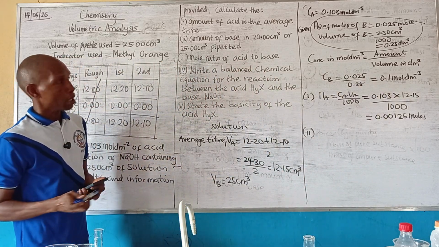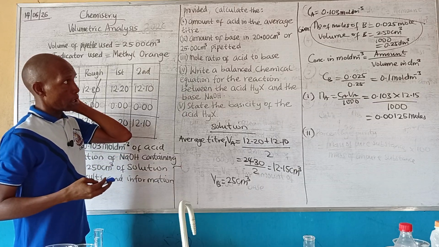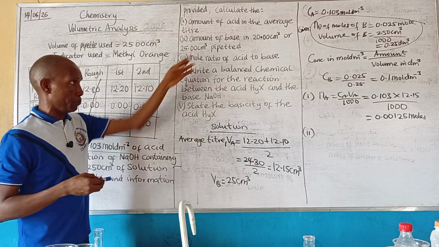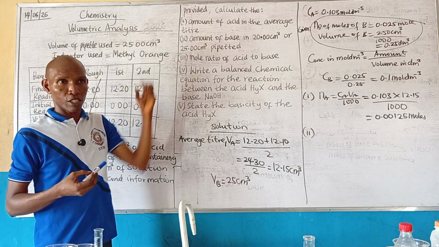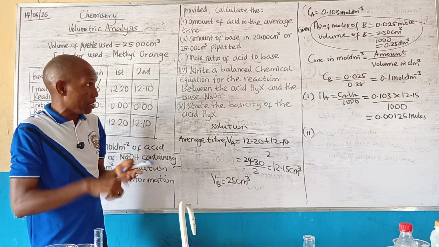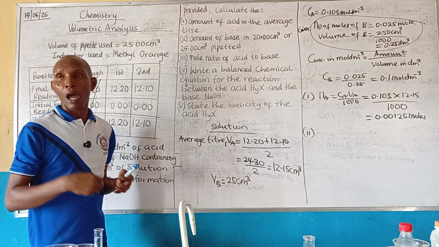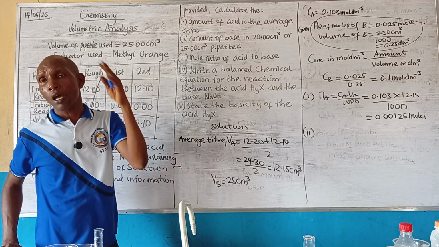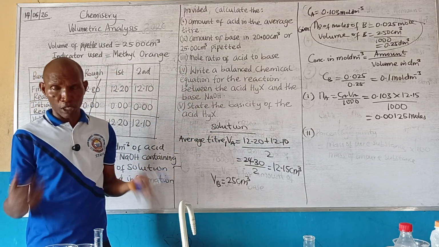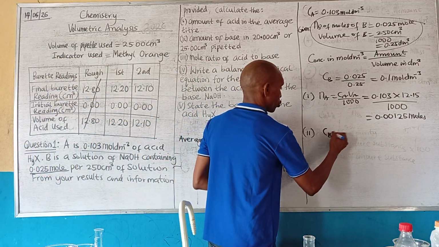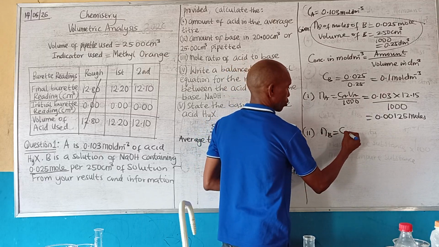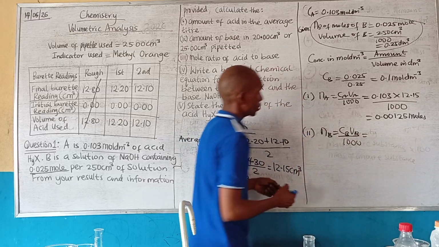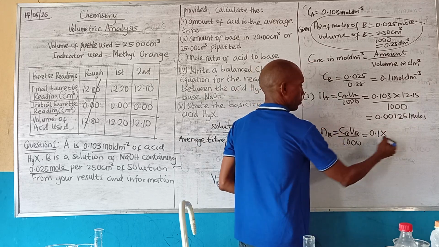Then question number 2, we are told to look for the amount of the base in 20.00 cm cube or 25.00 cm cube pipetted. This question can also be reset in this manner. You can be asked to calculate the amount of base in the volume pipetted. Do you understand? And what volume was pipetted? What is the volume of our pipette? It's 25. So we are using 25. The 20.00 is for those schools that use 20 cm cube pipettes. But for us, we use 25. So now that means our NB, which is amount, is going to be CB VB all over 1000. So what is our CB? 0.1. That's what we have calculated before. Then our VB is 25.